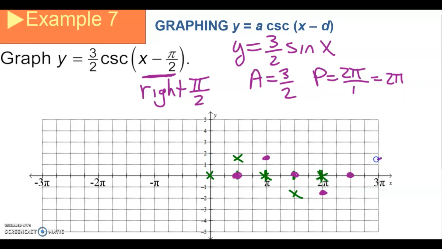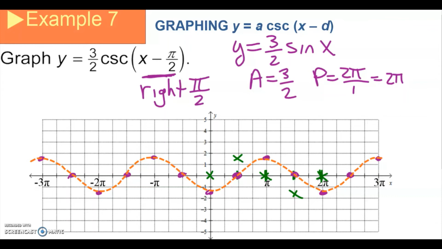I can go ahead and finish the pattern. And I would draw a dotted line through there. And there's my shifted sine wave. But now I need to flip everything. I need to look at the intercepts, okay?